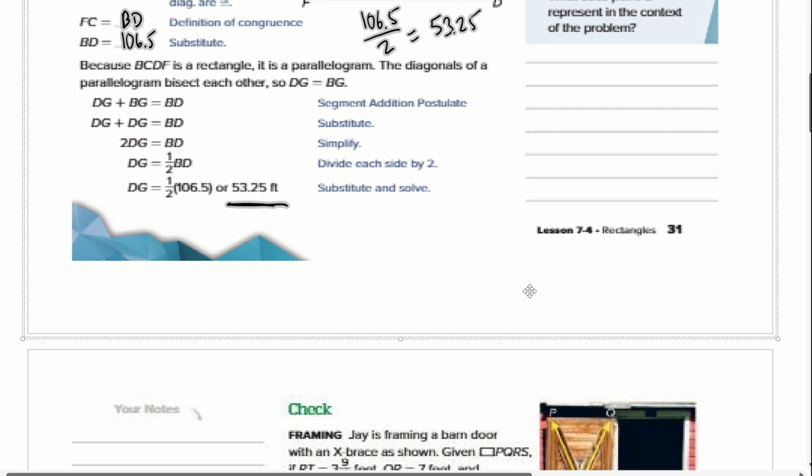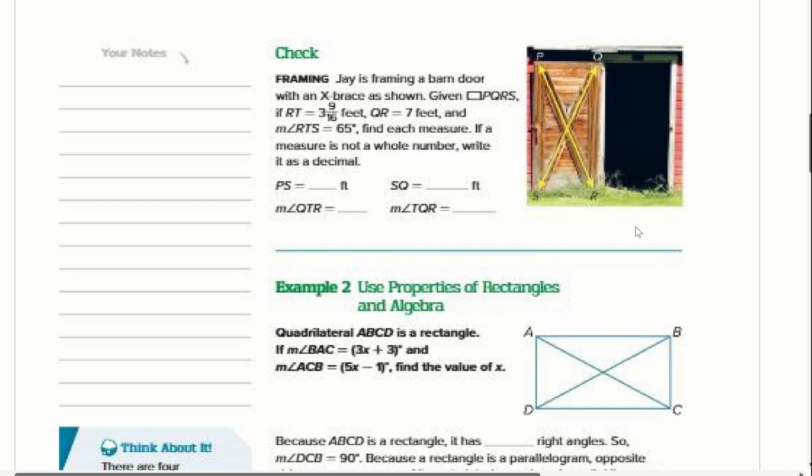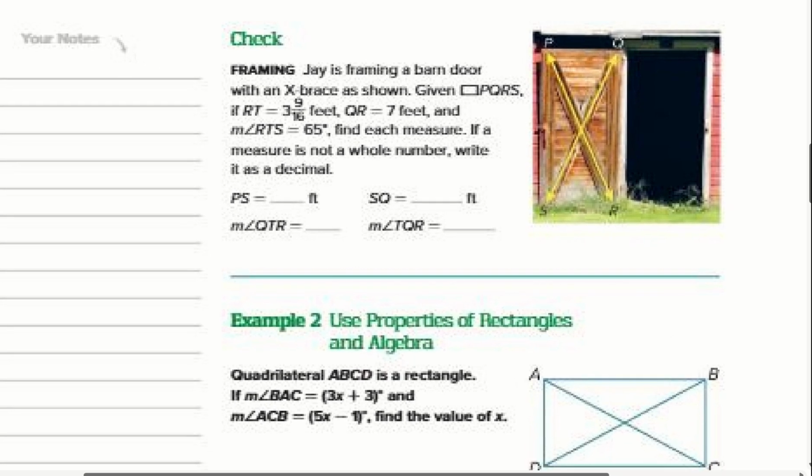All right, so let's look at the next example, which utilizes these properties. So for the check example, J is framing a barn door with an X brace as shown. Given the rectangle PQRS, if RT is equal to 3 and 9/16, QR is 7, and angle RTS is 65 degrees, find the following measures. There's a lot going on in this problem.